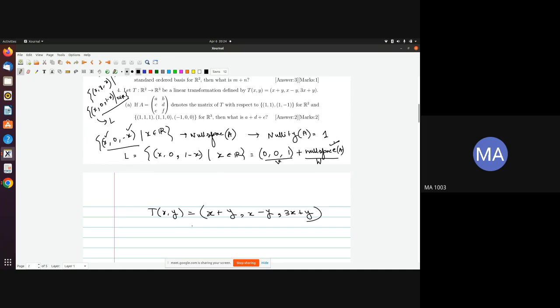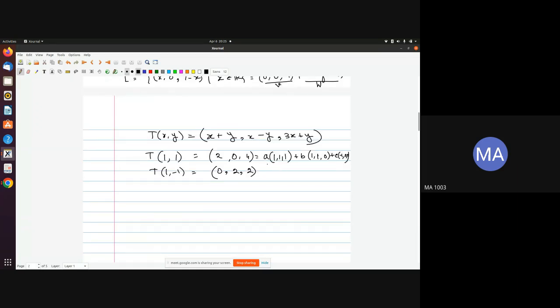If anyone is feeling any difficulty in understanding this, please stop me and ask. So what is T of (1, 1, 1)? It is (2, 0, 4). And T of (1, 1, 0) is (2, 2, 2), and T of (-1, 0, 0) is (3, -1, 2). Now I have to write this vector in terms of these. Let me call it A(1, 1, 1) plus B(1, 1, 0) plus C(-1, 0, 0).